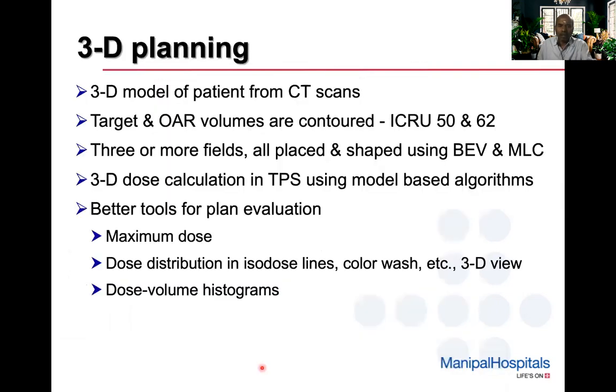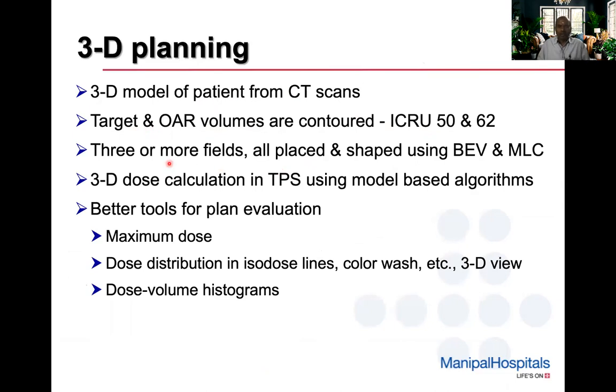And then we place the printed charts on these external body contours and go on to compute the dose distribution in a single plane. Coming to the 3D planning, the 3D model of the patient is created with the help of the CT scans, and often we take the help of multiple imaging modalities to build this model, and we go on to contour the target as well as the organ at risk volumes according to the concepts that are defined in ICRU 50 and ICRU 62.